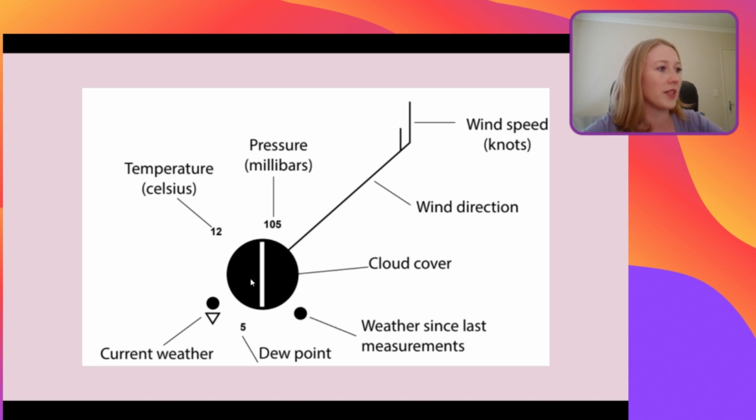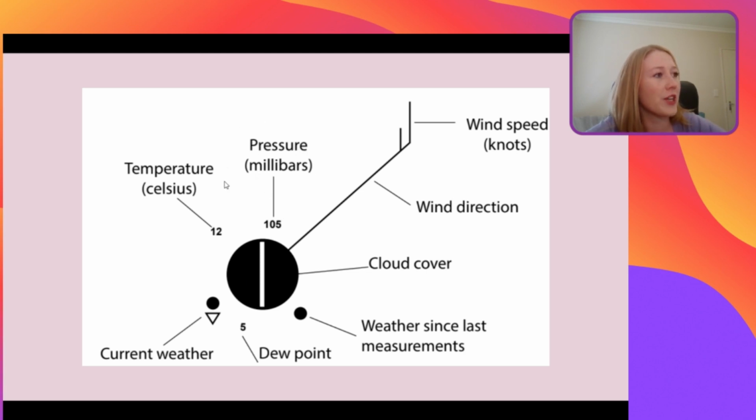So the first one is the round circle. The round circle shows you how much cloud cover there was at that time. This is measured in fractions, and it's not perfect. You estimate it. You kind of gauge it. So it's measured in fractions and it's measured in eighths. And I'm probably pronouncing it wrong, but it's octaves. 8 octaves.